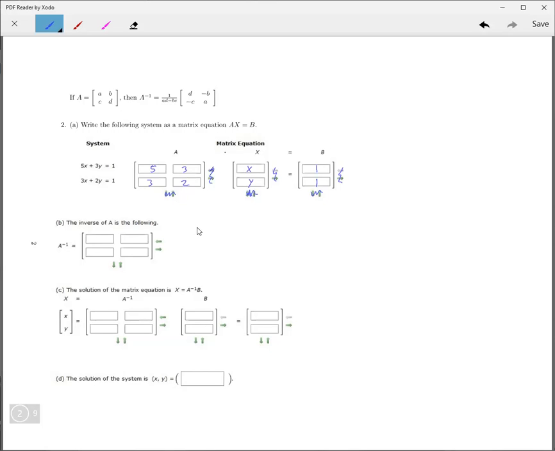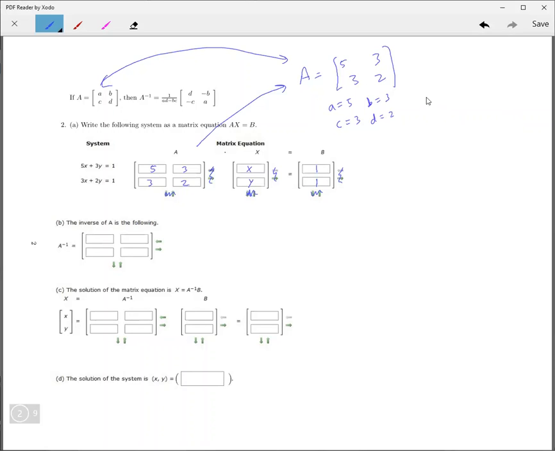Okay, now the inverse of A. This is A right here, 5, 3, 3, 2. So we'll come over here. So A is equal to 5, 3, 3, 2. If we compare these two, then little a is 5, little b is 3, little c is 3, and little d is 2.